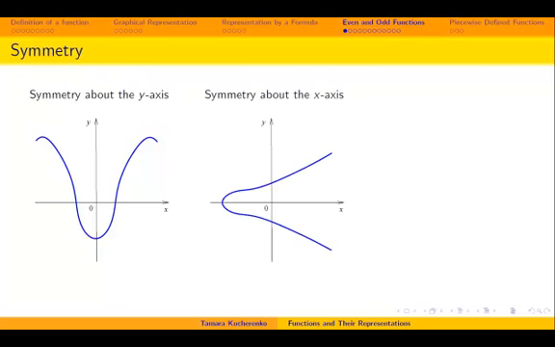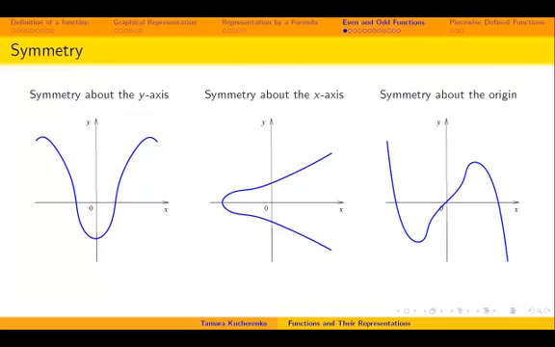A curve can also be symmetric about the x-axis. In this case, the bottom half of the plane looks like the mirror image of the top half of the plane. And finally, the curve can be symmetric about the origin, when the left half of the plane is an upside-down mirror image of the right half. These are three possible symmetries for a curve on a plane.